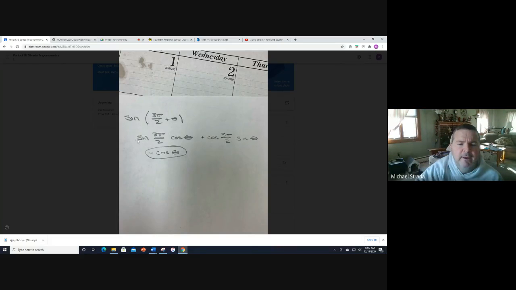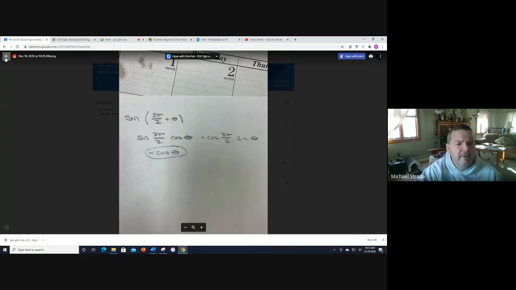So basically it's sine of 3 pi over 2 cosine of theta, plus the cosine of 3 pi over 2 times the sine of theta. All right. The sine of 3 pi over 2 is negative 1. So this becomes negative 1 times cosine of theta, which is negative cosine theta. The cosine of 3 pi over 2, because you're on the y-axis, is 0, because the x-coordinate is 0. 0 times anything disappears. So our final answer would be negative cosine of theta.